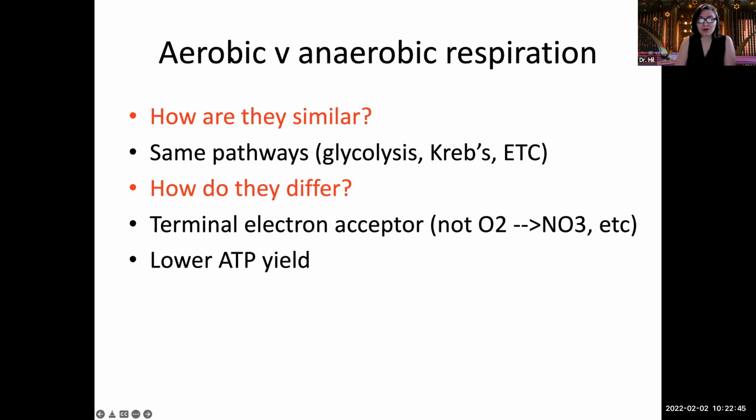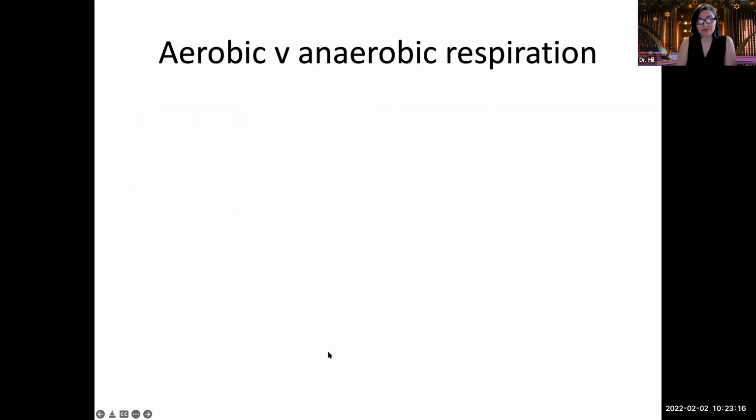Okay, which of these processes produces more ATP? Correct. Aerobic respiration is always better. Anaerobic respiration is less than aerobic. Okay, so it's less than 38. How much less depends on the details of what the alternative to oxygen is and which specific enzymes are in the electron transport chain in that particular organism. But the ATP yield is always less than 38, whereas aerobic is always 38.